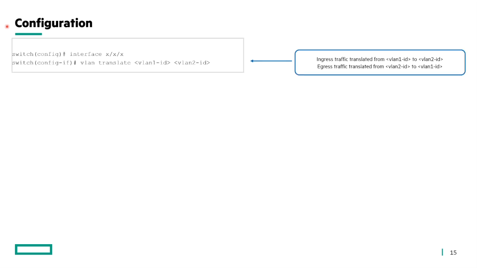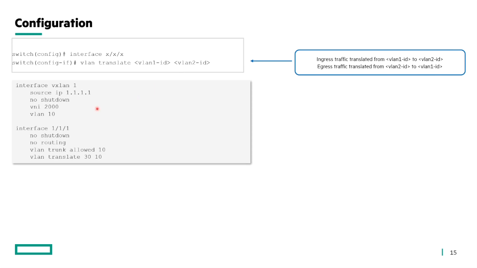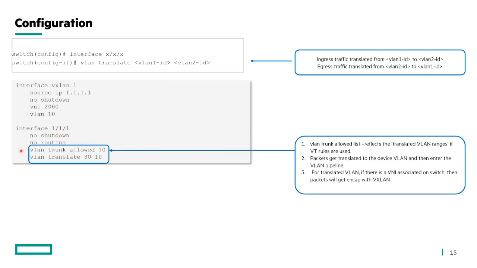On to configuration. The VLAN translation command is applied within the interface context, either directly under the interface or underneath the lag configuration. The first VLAN ID is the translated from VLAN. This is the ingress-egress VLAN, and the second VLAN ID is the translated to VLAN ID, which is the device VLAN. Very straightforward. In this interface configuration example, we've got a VLAN translation rule from 30, the ingress VLAN, translated to the device VLAN 10. And on the VLAN trunk allowed list, we only need to have the ranges of the device VLANs, which are the translated VLANs. We do not need to insert the ingress-egress VLANs, the untranslated VLANs, on the trunk allowed list.